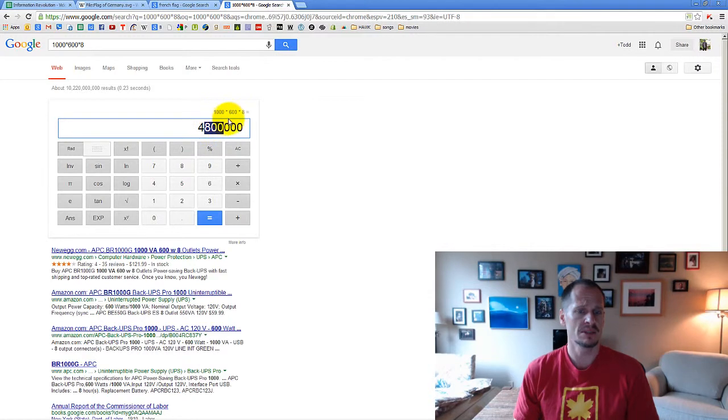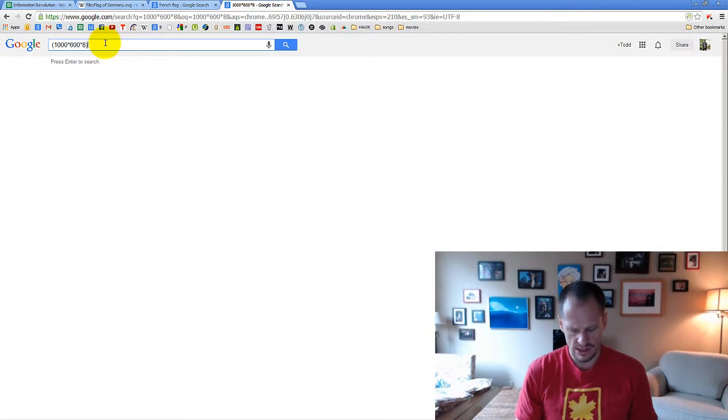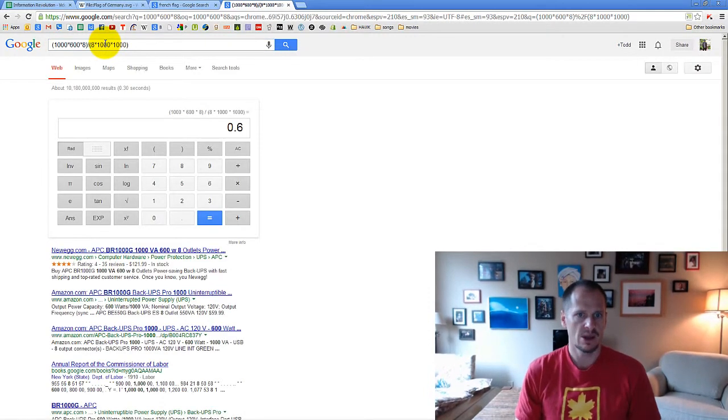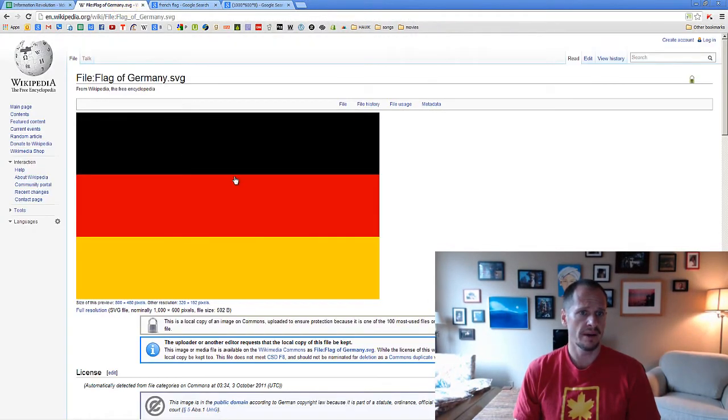4.8 million single zeros and ones. And so that's bits. We divide by 8, that gives us bytes. So let's put that there. If we divide by 1,000, that gives us kilobytes, and we divide by one more 1,000, gives us megabytes. So that would be 0.6 megabytes. Not that bad, right? But it's 4.8 million zeros or ones to store the information of this flag.